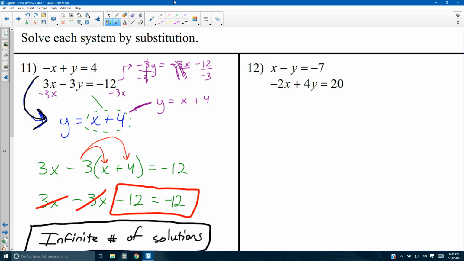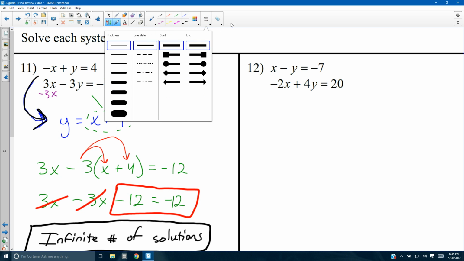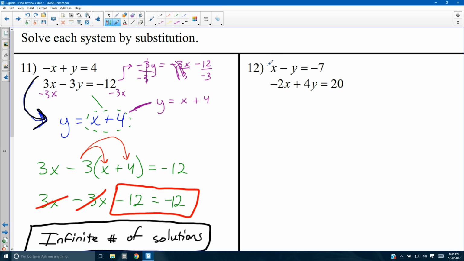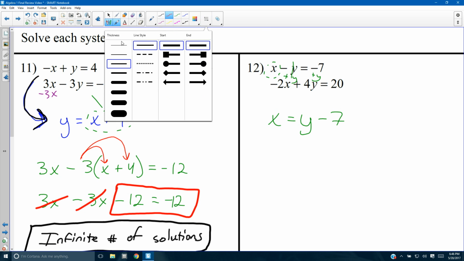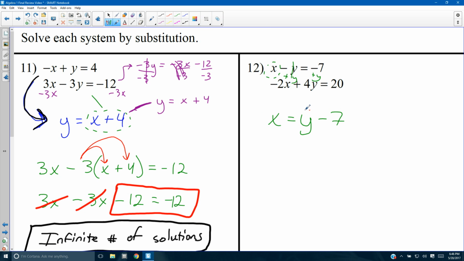So, hey, how about getting this top x by itself? It'll just take us one step like last time, right? Get this x by itself. Let's add y to both sides here. Not quite y equals mx plus b form, but x equals my plus b, maybe? x equals y minus 7. Now I have y minus 7 as a way of expressing this in terms of x, and we are going to substitute in for x in the other equation right here.